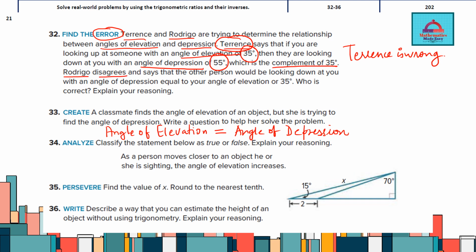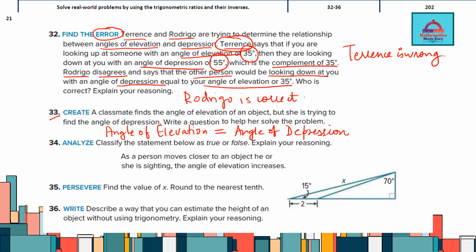So he disagrees, which is correct, and he says that the other person would be looking down at you with an angle of depression equal to your angle of elevation. So this guy is more smart. He is correct. So who is correct? Definitely Rodrigo is correct, because these two angles, angle of elevation and angle of depression, share the relationship that both are equal. And that is going to be exactly the same answer for question 33.